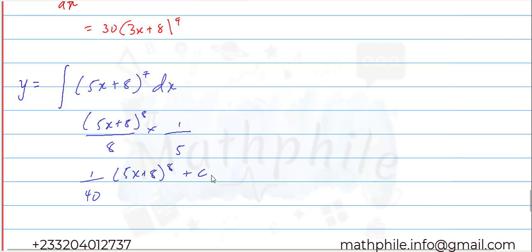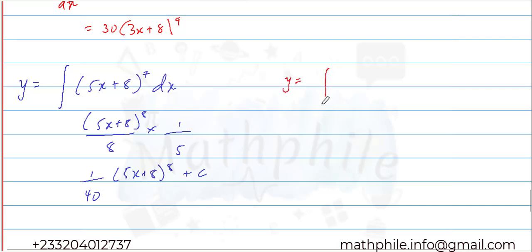Let me go over this again. So you integrate the entire thing, that is, add 1 to the exponent and divide by the new exponent. Then you multiply everything by 1 over the differential of what is inside. So let's take another question and see how we're going to go about it.